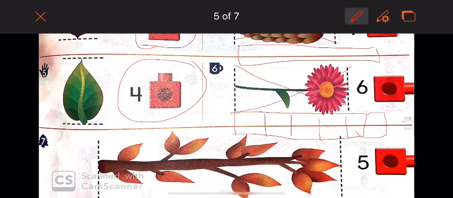Number 7, compare the length of the cube train to the twig and draw a circle around the one that is longer. So they gave me 5 cubes here. So if I make a cube train here, I think it's gonna be this long. 1, 2, 3, 4, and 5. I think a bit shorter even. So which one is longer? The twig is longer, so I will circle it.